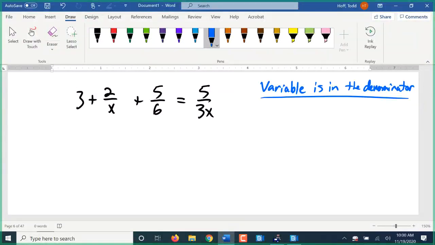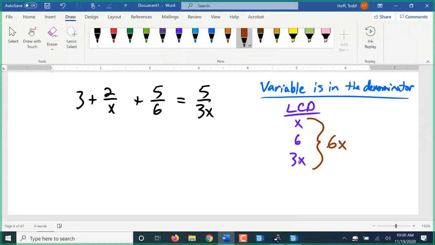The way we do that is a least common denominator. Here we have denominators of x, 6, and 3x. If I look at the numbers 3 and 6, the least common denominator is going to be just 6. This 3 goes into 6. For my variable, x, I just put that on the common denominator. So my least common denominator that I'm going to need to multiply by here is going to be the 6x.